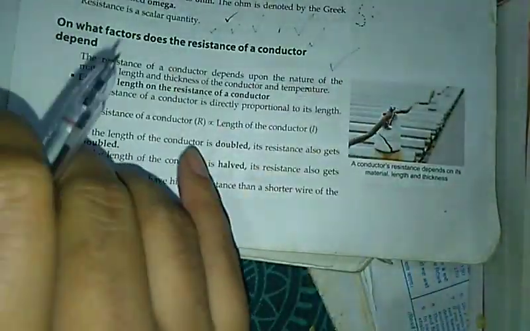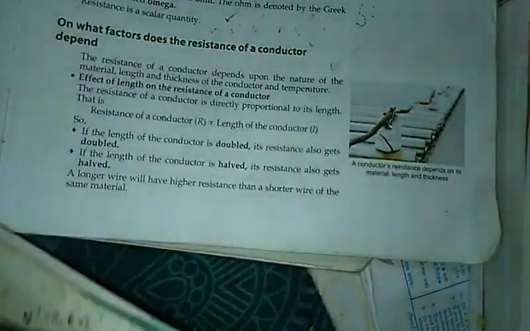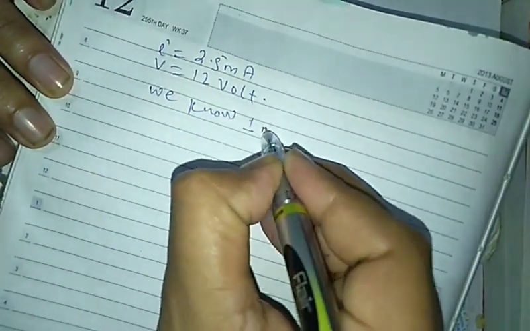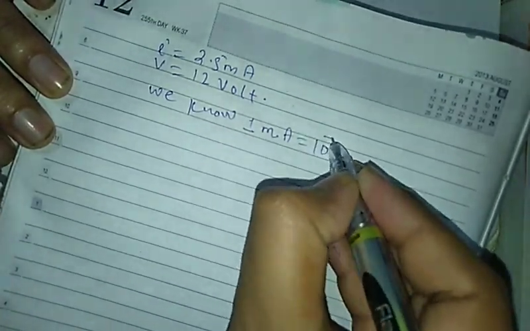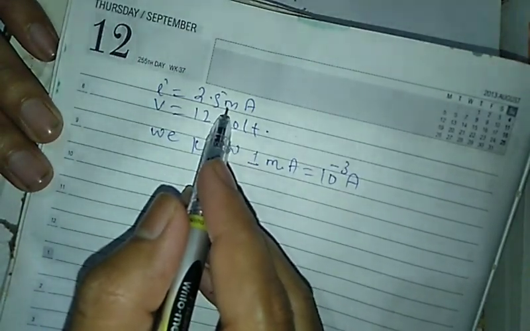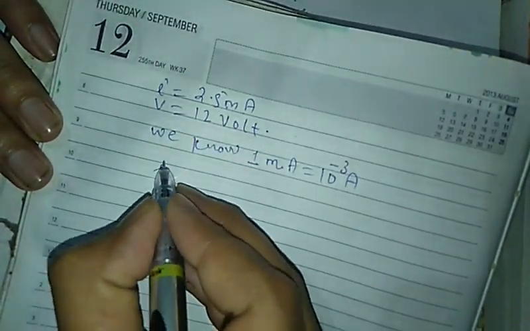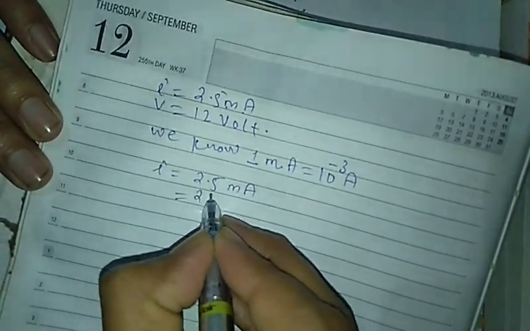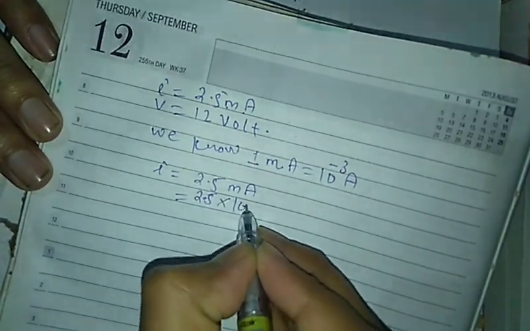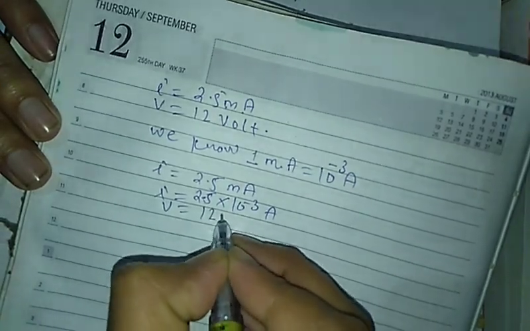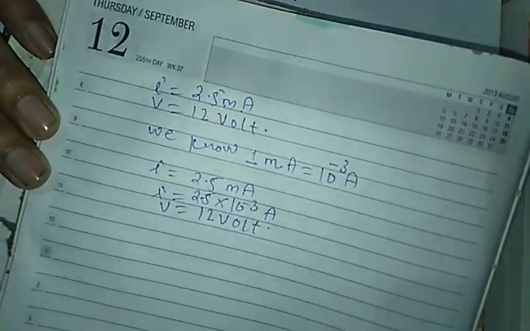Students, you should know that 1 milliampere equals 10 power minus 3 ampere. This is what you have to know. So we have to convert this milliampere into ampere. I equals 2.5 milliampere, so we multiply 2.5 into 10 power minus 3, which converts it into ampere, and voltage is 12 volt.